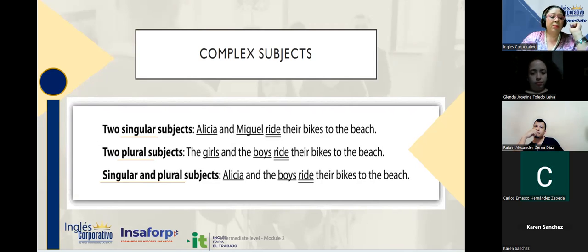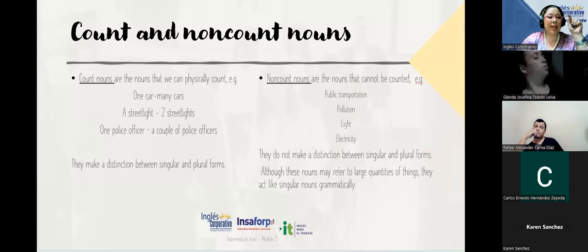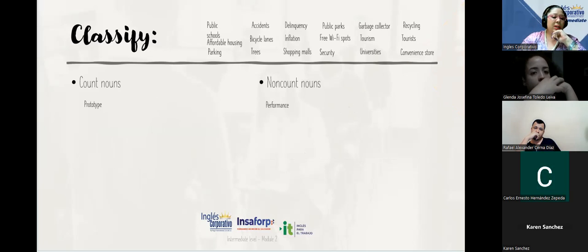Veamos entonces que también tenemos count and non-count nouns, que tenemos que fijarnos bien, ¿verdad? Por ejemplo, public transportation, pollution, light, electricity: ellos van a tomar el singular. Y este, pues obviamente, singular or plural depending on the amount. Primero clasifiquemos estos nombres entre contables y no contables para irnos ubicando un poquito más, ¿ok?